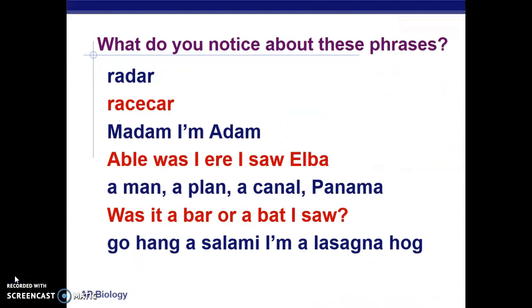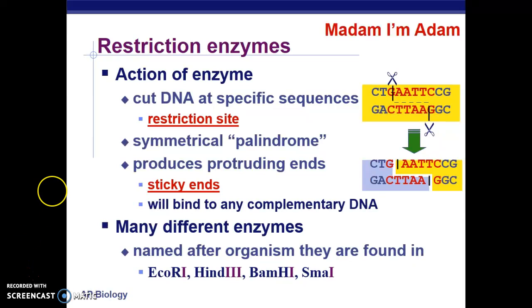Now, talking about those specific sequences, if you look at these silly sentences, what they have in common is that the words are spelled the same frontways and backways, looking at it in the front and looking at it backwards. These are called palindromic sentences. If you read them from the front, and if you read them in reverse, they give the same sentence or the same word. Similarly, enzymes recognize specific palindromic sequences, and they cut at that sequence.